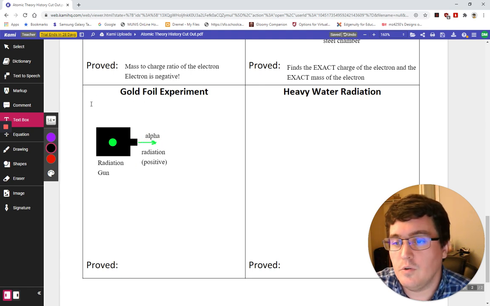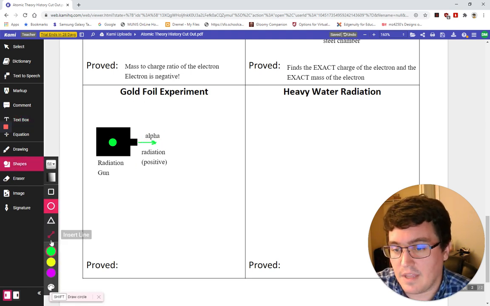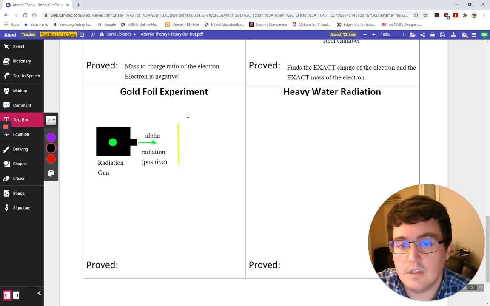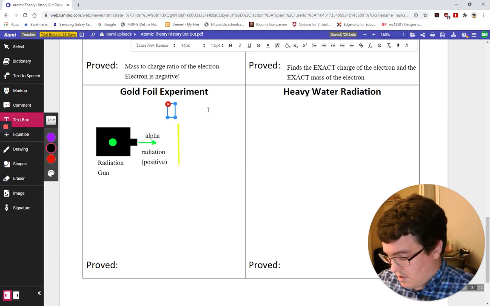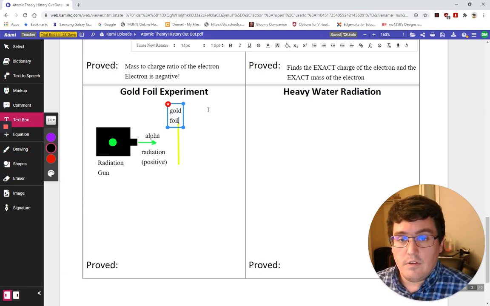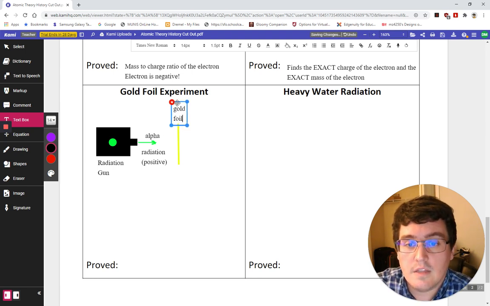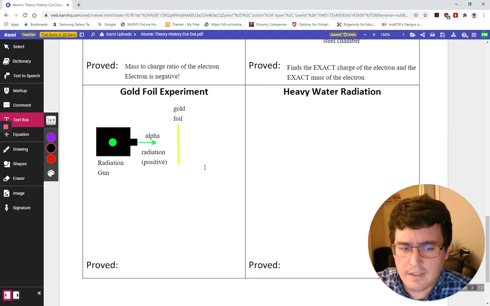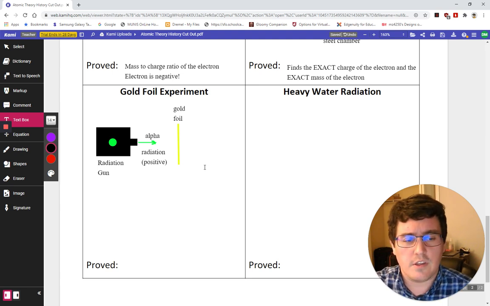So what he wanted to do was he wanted to fire it at something. So for his target, he fired his radiation gun at a very thin piece of gold foil. So I'm going to make mine yellow. Text box here, we're going to call that gold foil. So there's our gold foil. Why do you use gold foil? Well, it was the most bada** thing ever. No, that wasn't the reason at all.